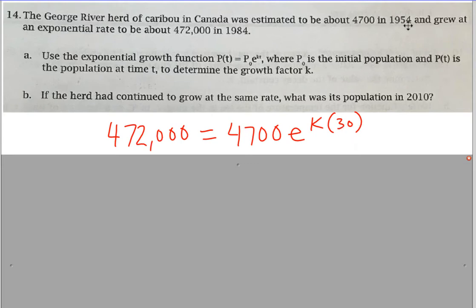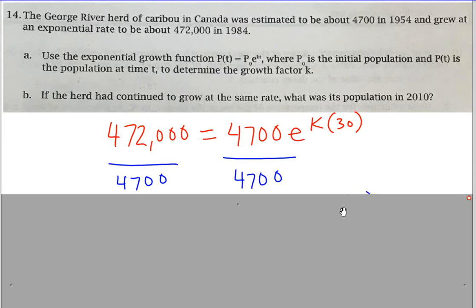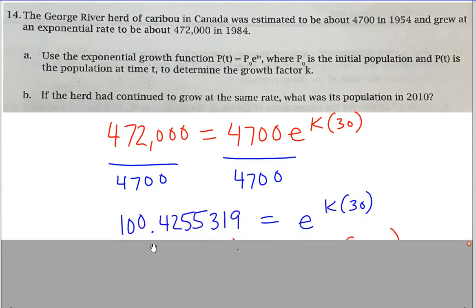So 1954 to 1984 is 30 years. And now I can solve for k by dividing by my coefficient and taking the natural log of both sides here. So if I divide both sides by 4,700, I'm going to get this value, which is pretty long. I know I'm keeping it really long, but when you round here in the middle and then you round again at the end, you get farther and farther away from the actual value.